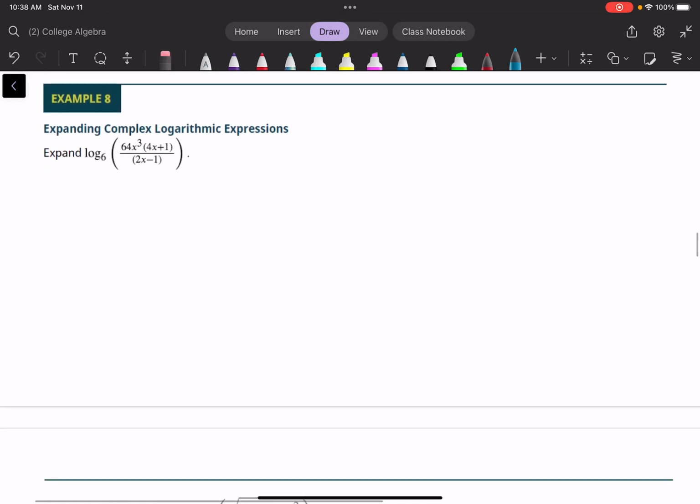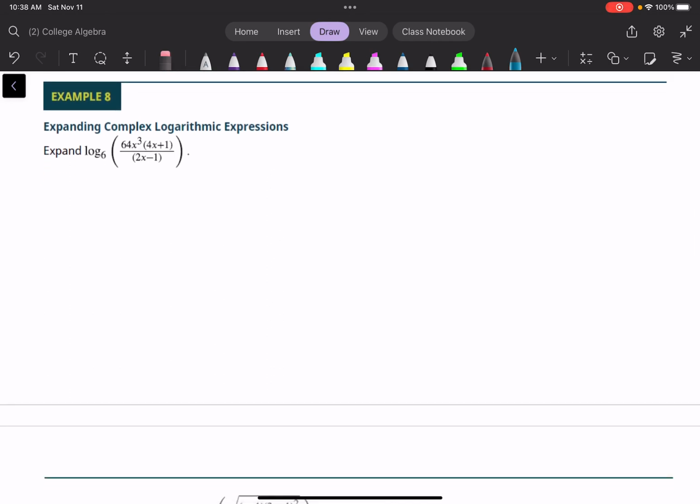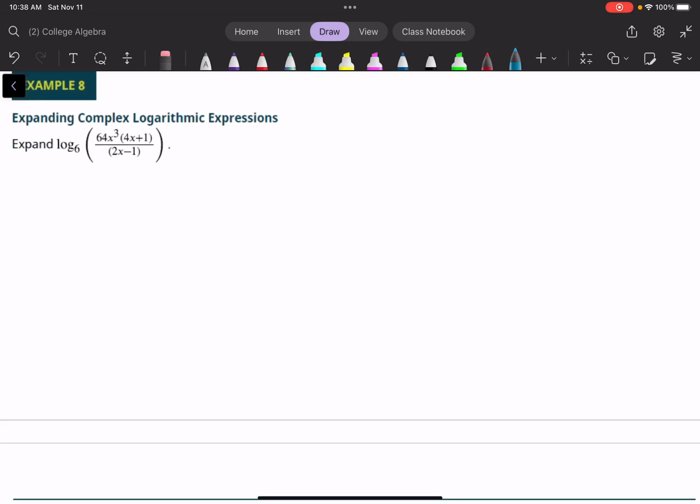For number 8, this one has a lot going on. And so again, I'm just going to go ahead and begin by dealing with that division by writing the difference of the logarithms, the numerator first, and then subtracting the denominator. Then we can see there's a lot going on still in this argument, and so we're going to need to apply some more rules.